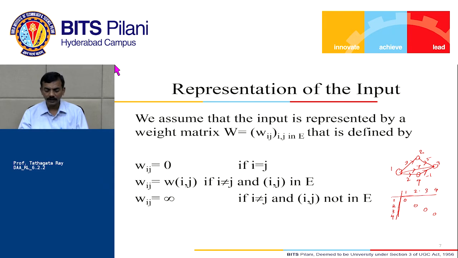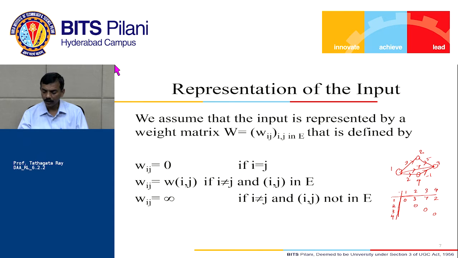Between 1 to 2, there is an edge. If there is an edge, then you put the weight. Rather than typically putting 1 as in the adjacency matrix, in this case you put the weight. For 1 to 3, you do have an edge, so the weight is 7. From 1 to 4, you do have an edge, so the weight is 2.